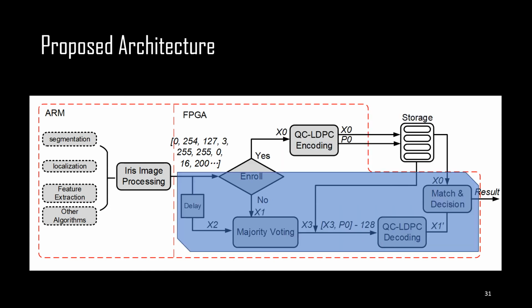During the probe or verification phase, we fetch iris data several times during different time slots and merge them together using a majority voting scheme. Then parity bits P0 will be attached to the output of the majority voting, X3. The new sequence X3 plus P0 will be fed into the QC-LDPC decoder, and X1 prime, the output of the decoder, is finally sent to the match or decision module for the final decision. The result options are match or not match.